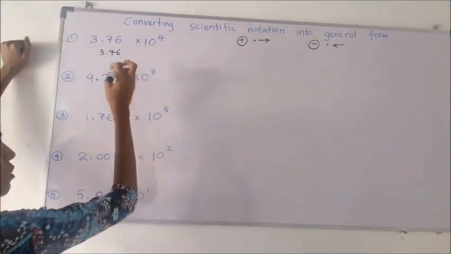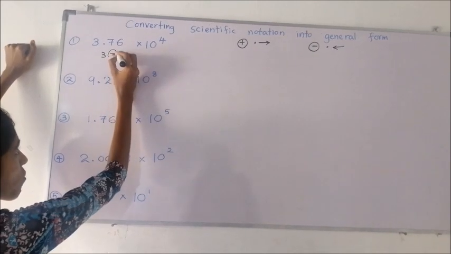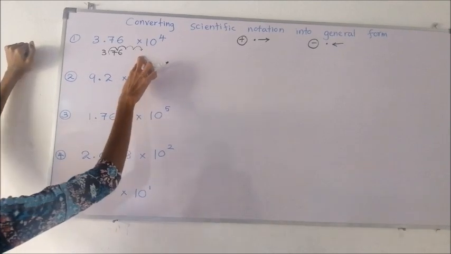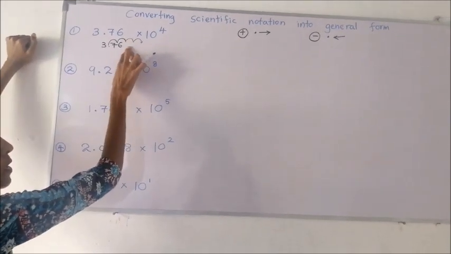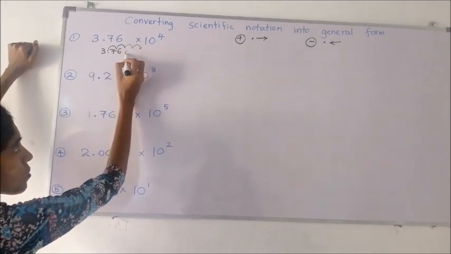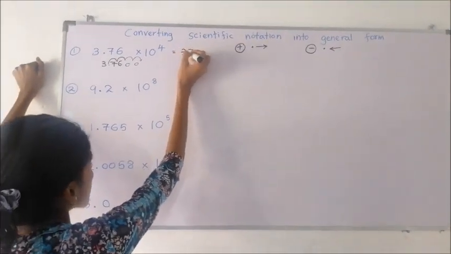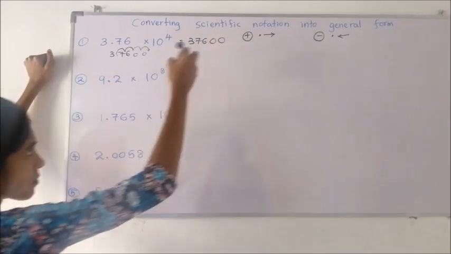Right. Now, I am writing this 3.76 just here. And 10 to the power 4. Now, how many times do I need to take this back? 1, 2, 3, 4. Here, I brought the decimal point here. For the spaces, what do we need to put? There are 2 spaces. For the 2 spaces, we will put 0. So, the new number is now 37600.